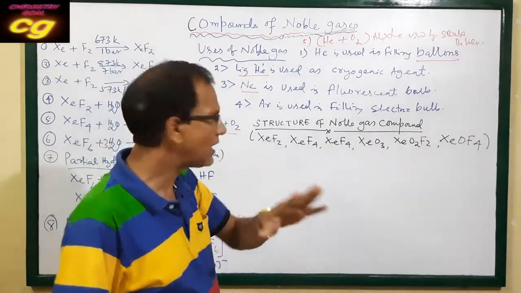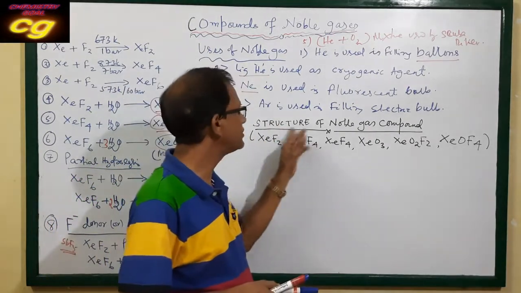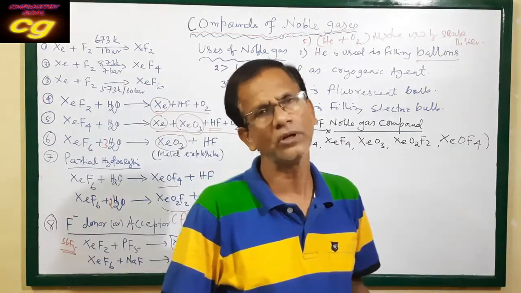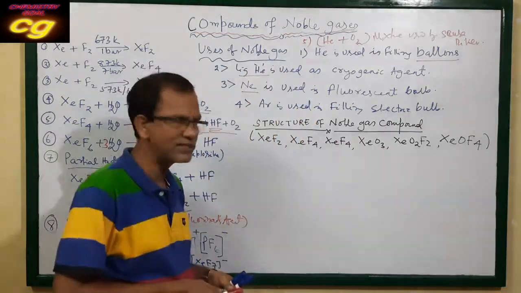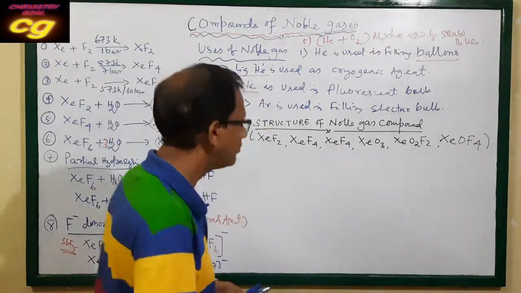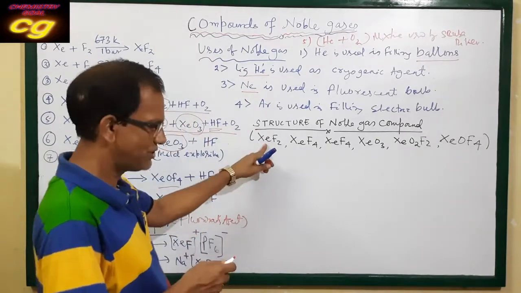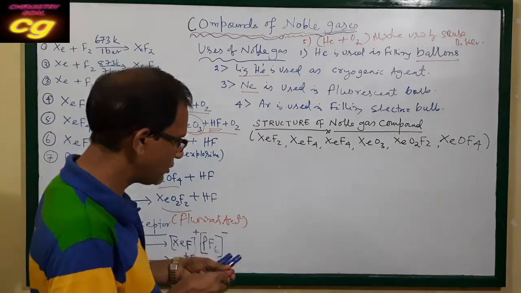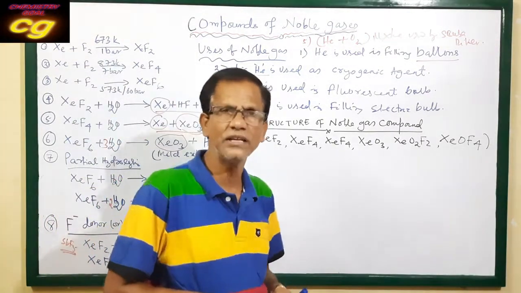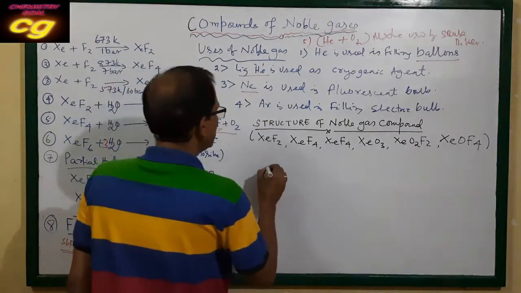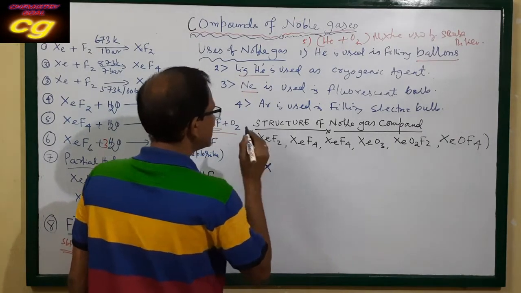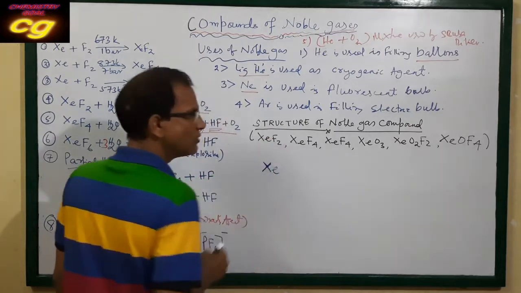Then a very important part that we will discuss now is the structure of noble gas compounds. It is asked in your examination. The question asks what the structure and hybridization of compounds of noble gases are. You see xenon difluoride. We know xenon has 8 electrons in its outermost shell.